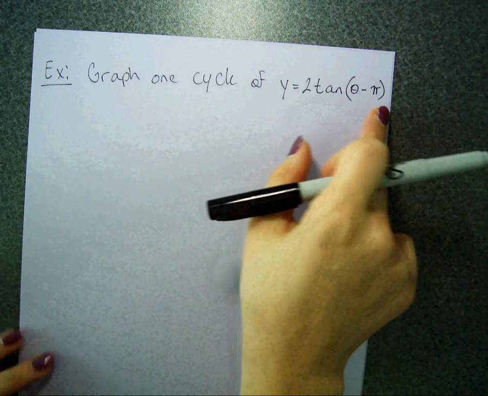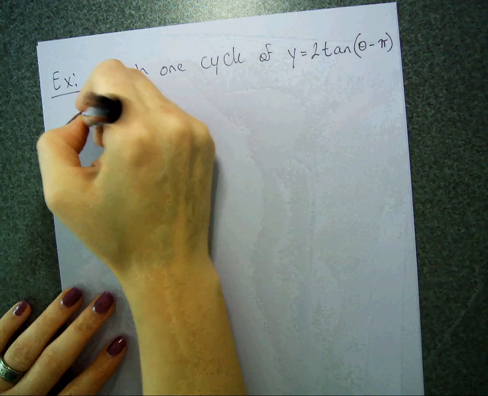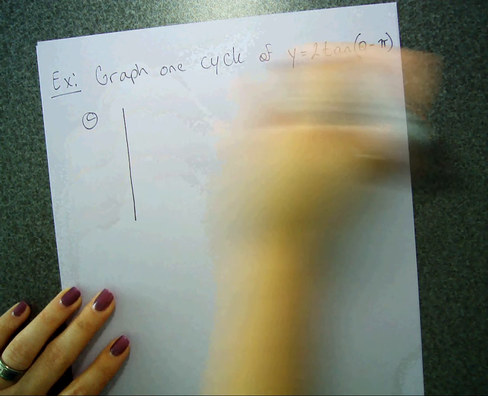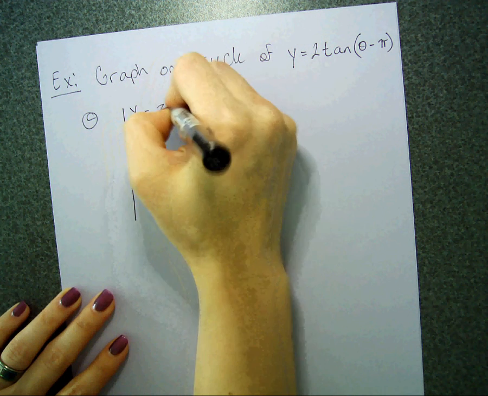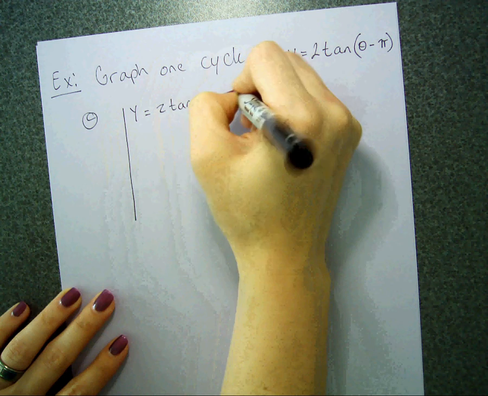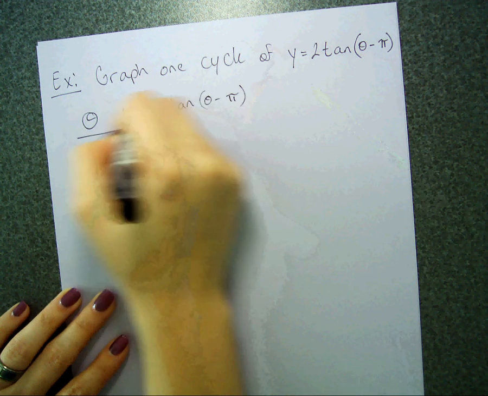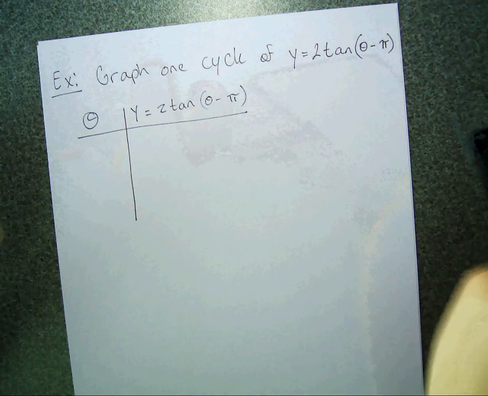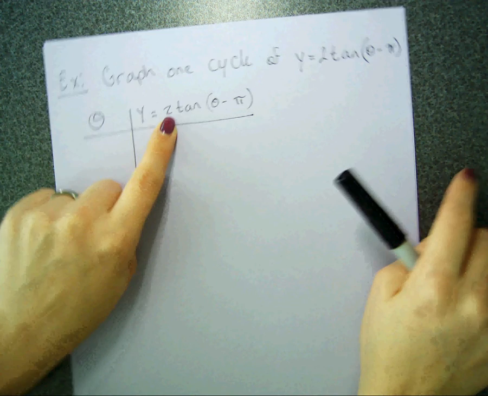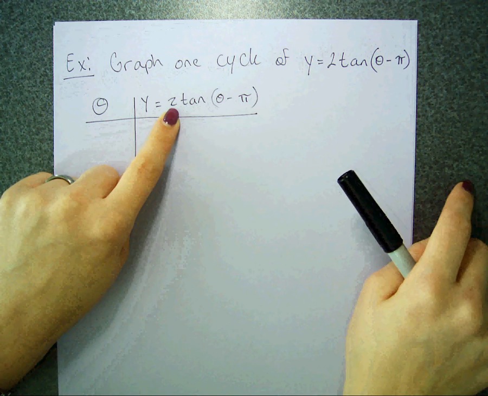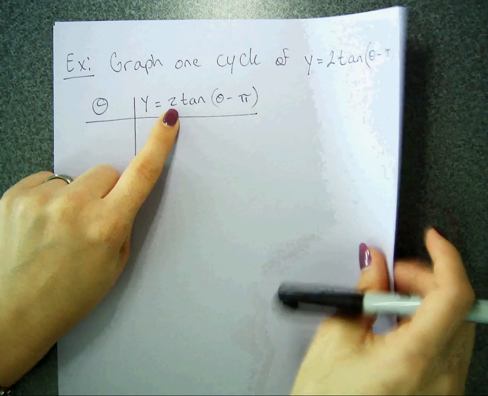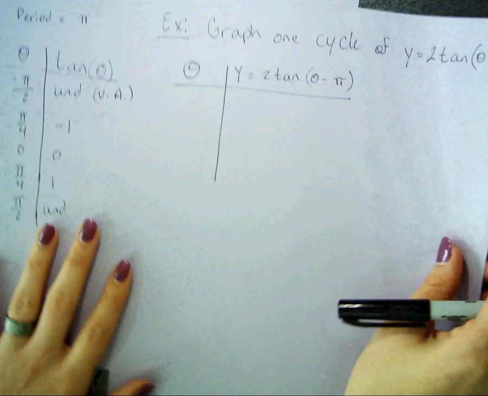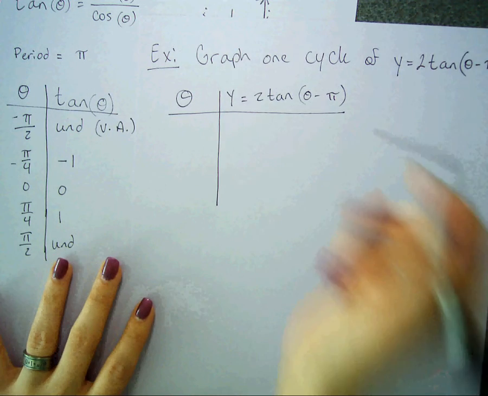So I'm going to come over here, get my theta and my function, y equals 2 tan theta minus pi. The only transformation I have for my y values, the only thing that's on the outside is the 2, and it's being multiplied, so I'm going to multiply my original y values times 2. So if I take something that's undefined and multiply it by 2, I still get something that's undefined. That's not going to change.